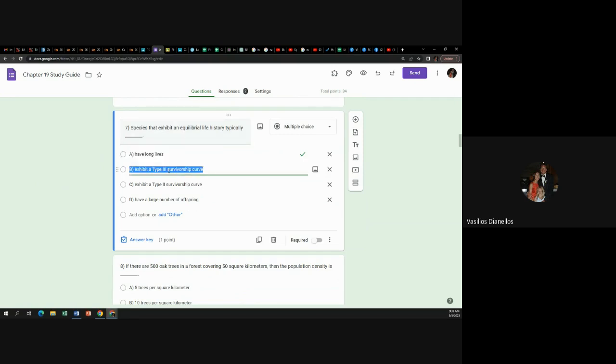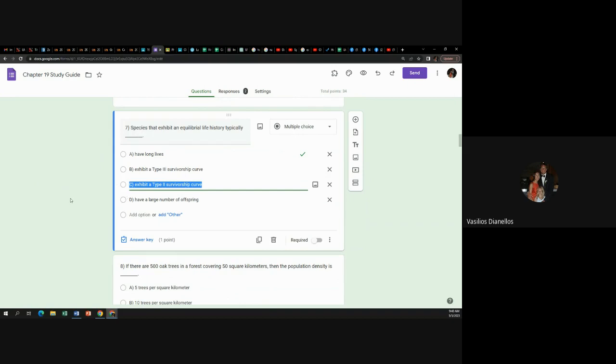Obviously, they don't have a type 3 survivorship or a type 2 survivorship because I just told you it's type 1. And no, they don't have a large number of offspring because that is typical of a type 3 survivorship. So for this exam, I could change this to say have short lives and make that the wrong answer. And I could change this to say have a small number of offspring to make that the correct answer. Or I could change this to say exhibits a type 1 survivorship and make that the correct answer. So hopefully you guys can see all the different ways I could change the questions.